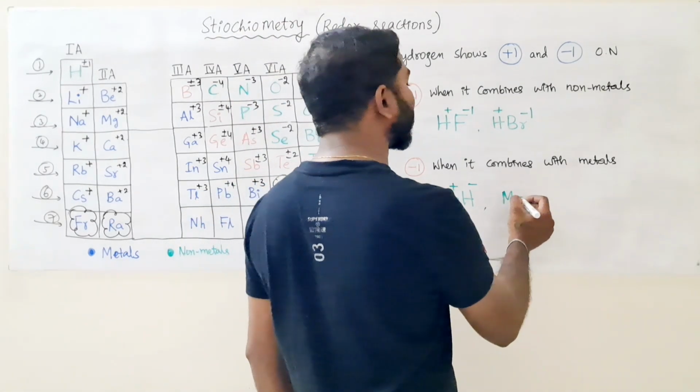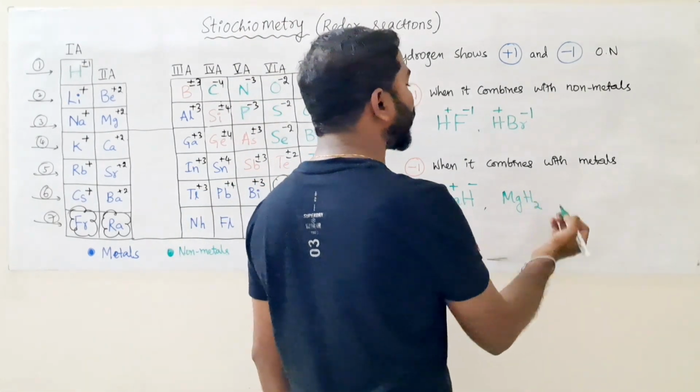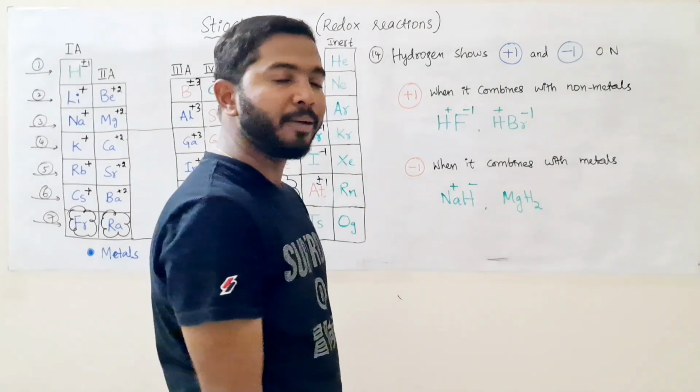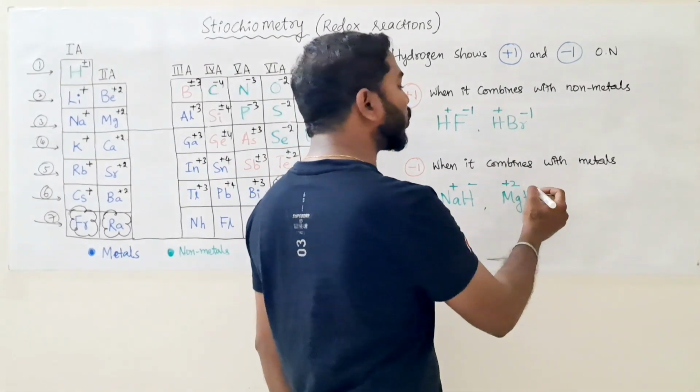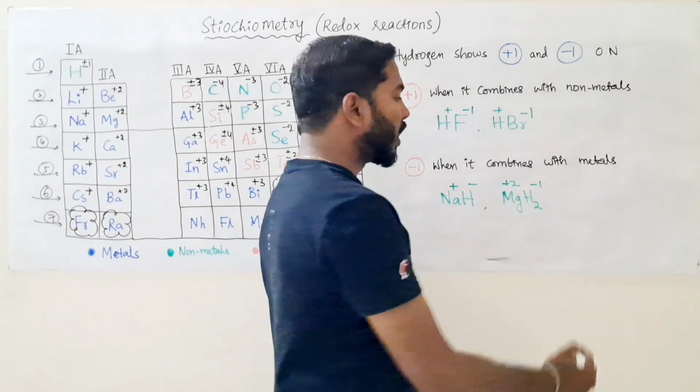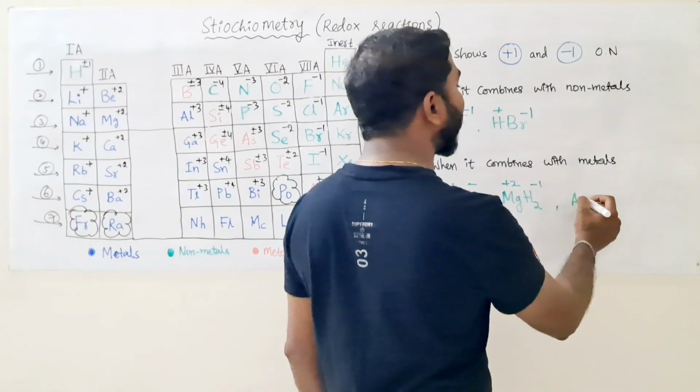Similarly, we can go with the second A group metal, that is MgH2, magnesium hydride. Magnesium has only one choice, that is +2, so hydrogen will take -1. And then similarly we can take AlH3, that is aluminium hydride. Since aluminium has only one choice, that is +3, hydrogen will take -1.